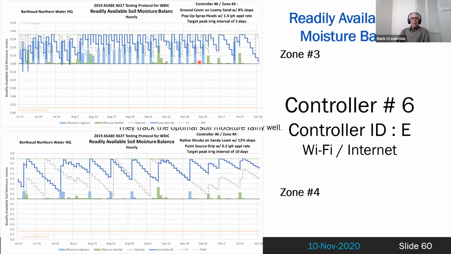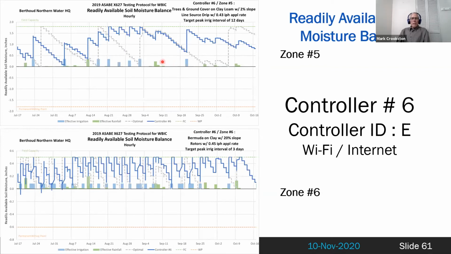This one hung up a little high. This one did pretty well. We've got 5 and 6. This is interesting, that when there were periods of rain, the moisture balance stayed higher at field capacity. We had to wait until the rain went away before we started getting the good declines again.